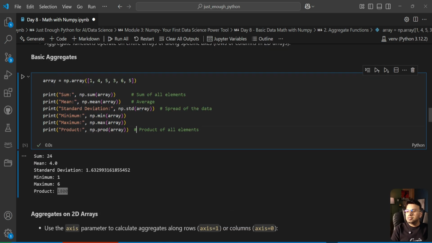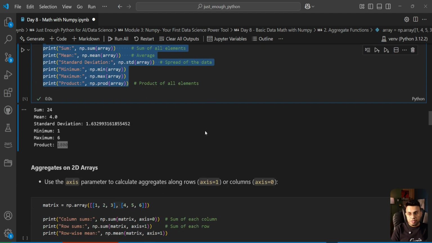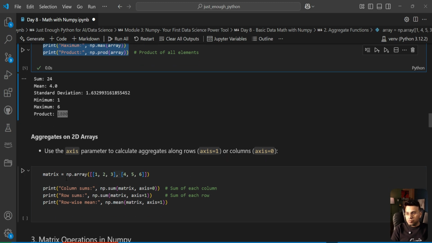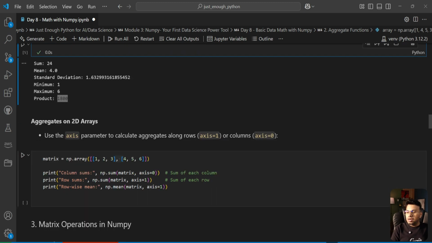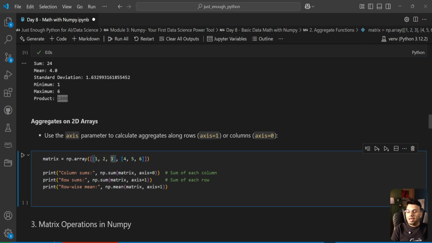So all these examples were using a one-dimensional array. What if we have a two-dimensional array? Let's see. We are first creating a two-dimensional array named matrix. The first row is 1, 2, and 3, and the second row is 4, 5, and 6. It has 2 rows and 3 columns.